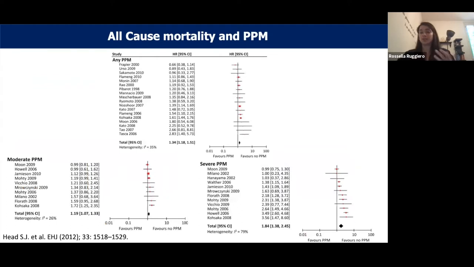But why is it important as a concept? Patient prosthesis mismatch was associated with an increased risk of all-cause mortality. These are results from a meta-analysis from 2012, which involved a lot of papers on this topic. And as you can see, any type of patient prosthesis mismatch is associated with an increased risk of all-cause mortality, particularly in patients with severe patient prosthesis mismatch.